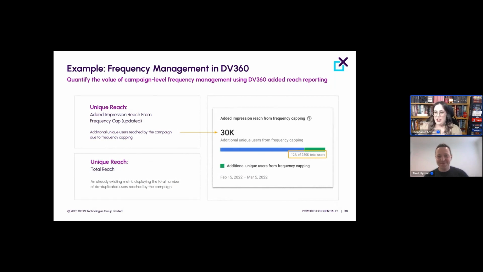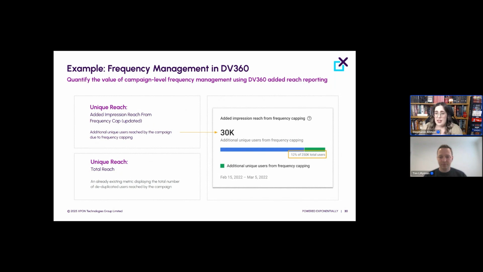But essentially, when you take this approach in DV360, not only do you get that efficiency and that gain, but you also get the data to prove that back to your business, which is absolutely fantastic. So this report shows 2 super important metrics. First is the added impression reach from your frequency cap. So this shows you how many additional unique users were reached by your campaign specifically because you're using frequency capping. In this case, 30,000 extra people just by using frequency caps.